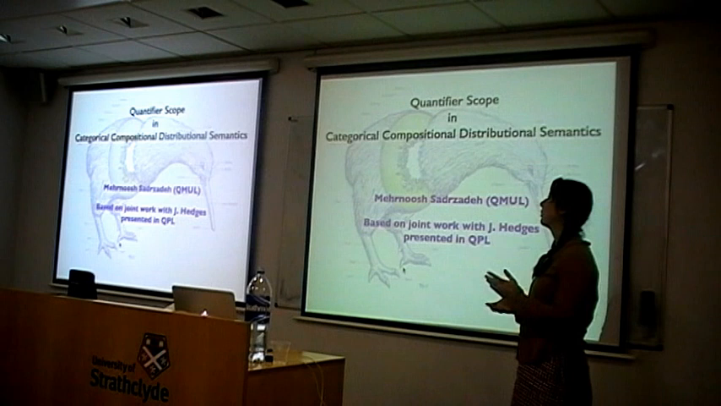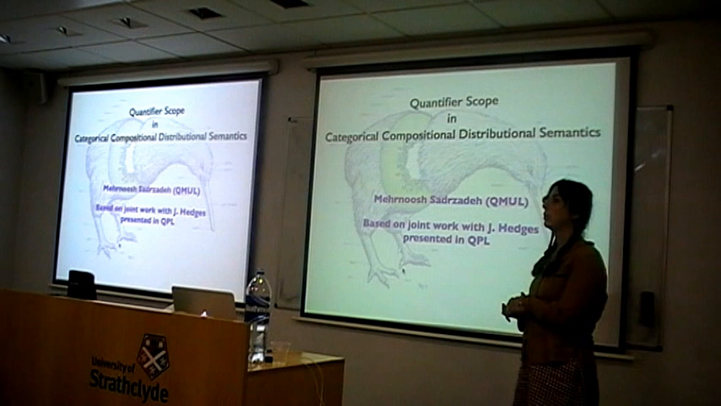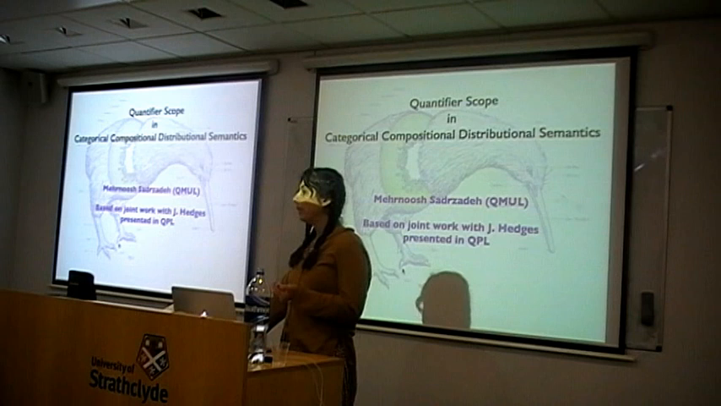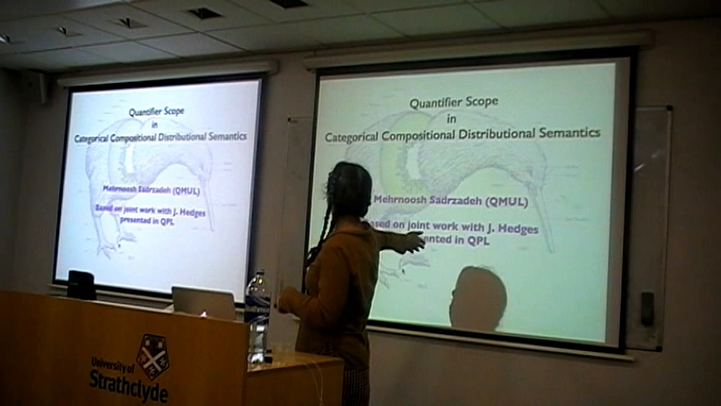the moment he saw that we're working on quantifiers, he said, well, how about quantifier scope? There's an ambiguity when you have quantifiers in language. And in this very small piece of work, nothing important about it at all, I just show how you can do quantifier scope ambiguity in the way we treat quantifiers in this model.